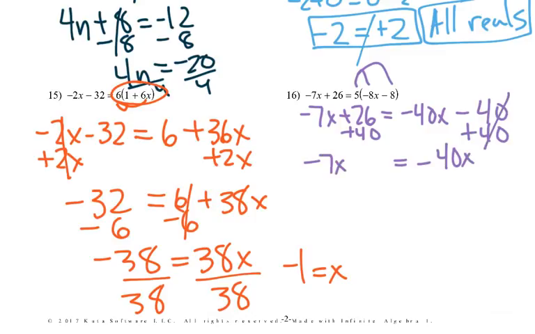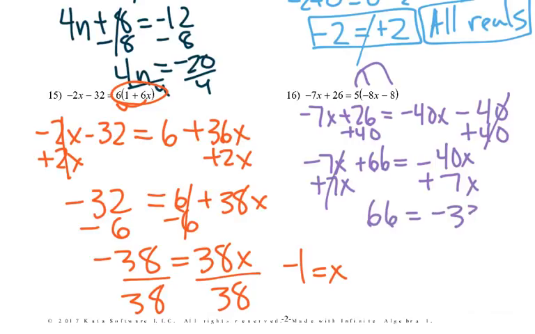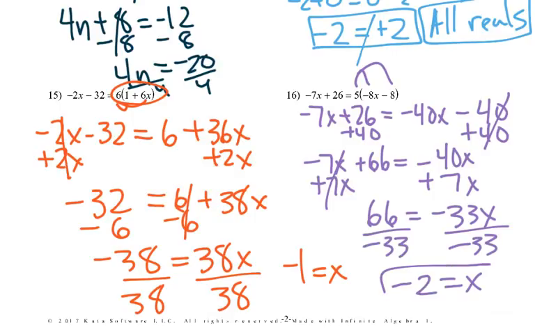So negative 7x plus 66. Then we'd have to get rid of this 7x by adding it. So 66 would equal a negative 33x. Divide by negative 33. And we get a negative 2 equals x.